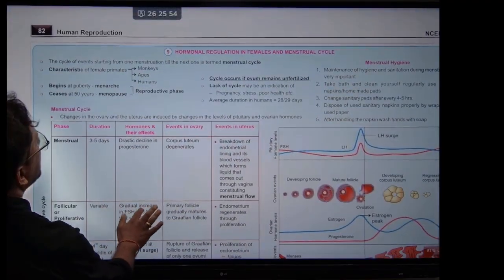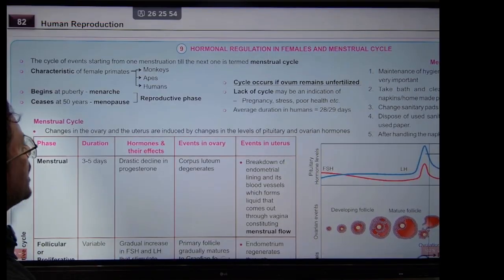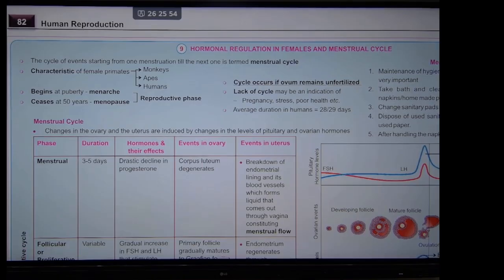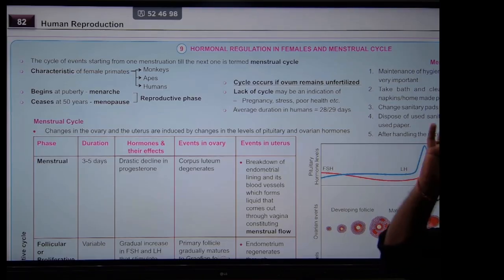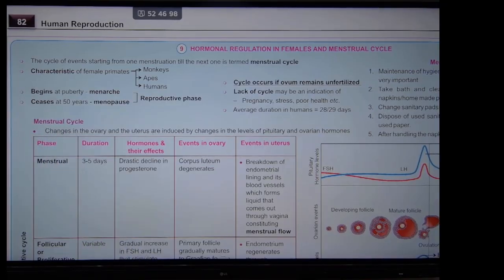So, what is the menstrual cycle? The cycle of events starting from one menstruation till the next is called the menstrual cycle, which is a characteristic feature of all the female primates like apes, monkeys and humans. And it begins at puberty and stops at, what is that? Age of 50 years, which is called menopause. The first menstrual cycle is the menarche, and the last menstrual cycle is the last, but the stoppage is called menopause, right.